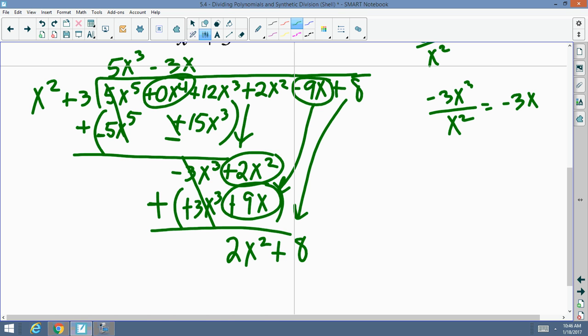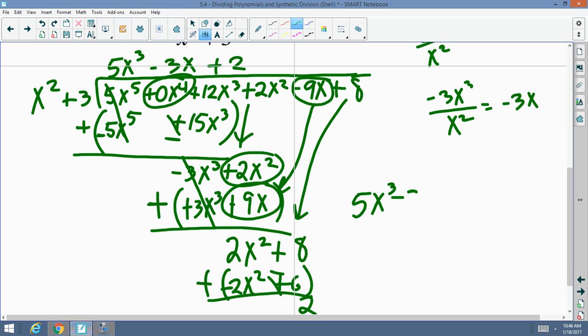Now how many times does x squared go into 2x squared? Goes in 2 times. Subtract the product. 2x squared plus 6. Distribute the negative. And my answer will be remainder 2. So I've got 5x cubed minus 3x squared plus 2, plus remainder 2 over x squared plus 3.